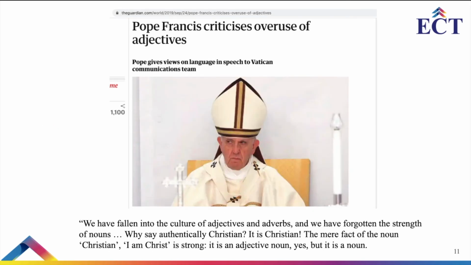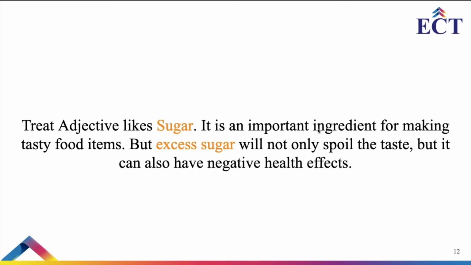In a recent event, Pope Francis criticized the overusage of adjectives. He was giving his views on language in a speech to the Vatican communication team when he said, "We have fallen into the culture of adjectives and adverbs, and we have forgotten the strength of nouns." So you can clearly see that we are in the age of overusing adjectives. Today, if you have to make your writing impactful, you have to pay attention to adjectives and minimize them. At the editing and proofreading stage, make sure that you identify adjectives and then try to find out if you can find better nouns or better verbs.